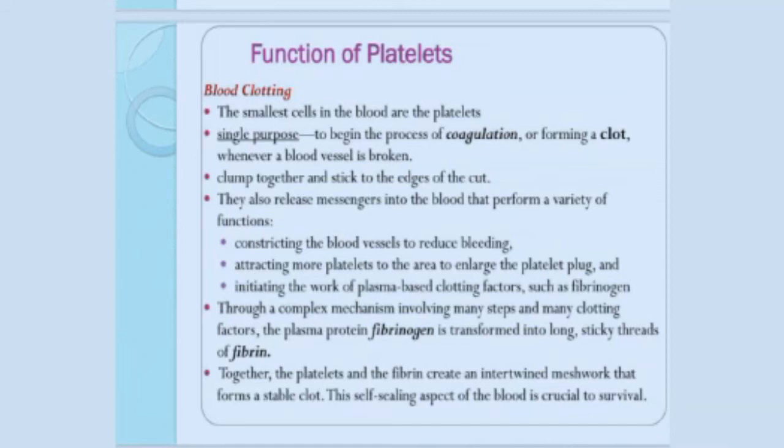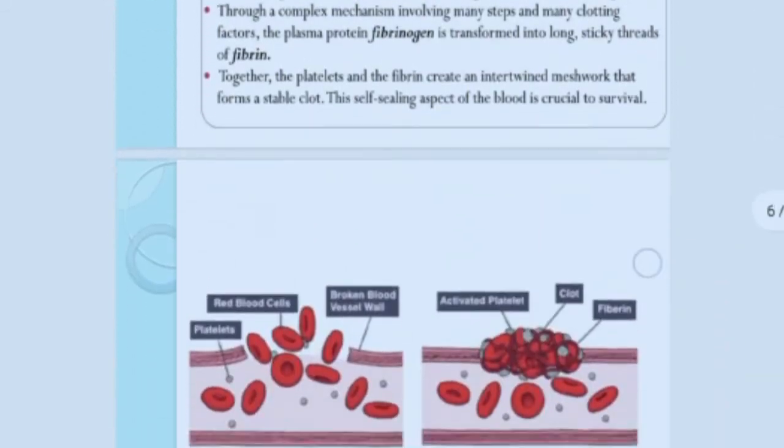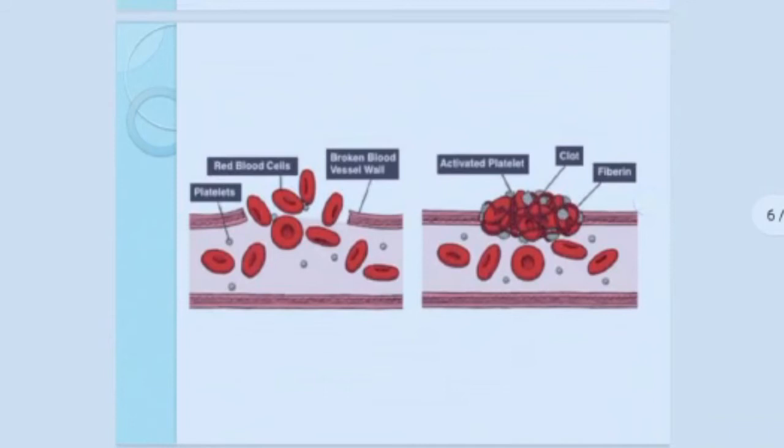Together, the platelets and the fibrin create an intertwined meshwork that forms a stable clot. This self-sealing aspect of the blood is crucial to survival. Now let us see how the platelet works. In the first figure you can see the injured part of the blood vessel. Platelets rush to that area. Then these activated platelets help in the formation of a clot with the fibers known as fibrin. So they seal the cut area and prevent excessive loss of blood, which is very important for our survival.